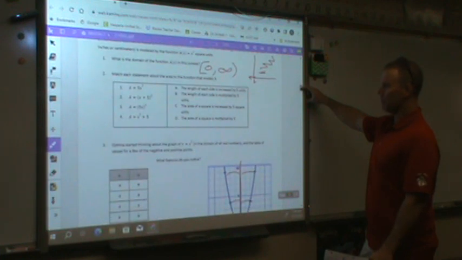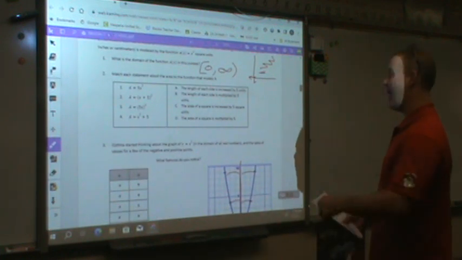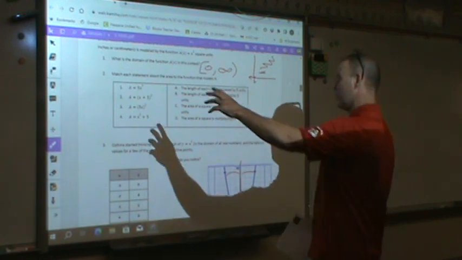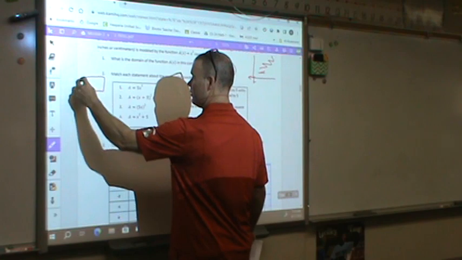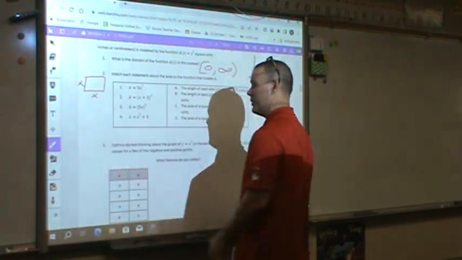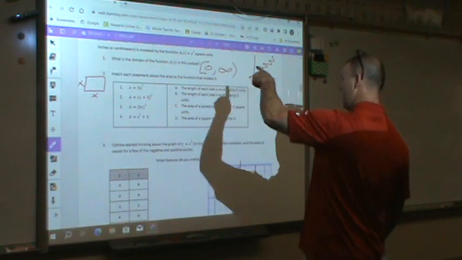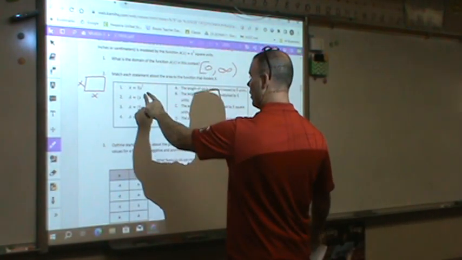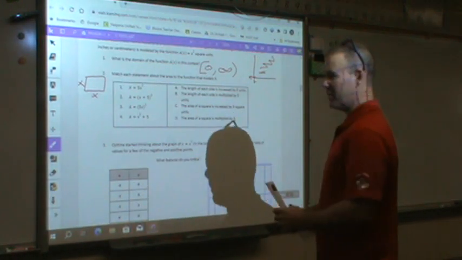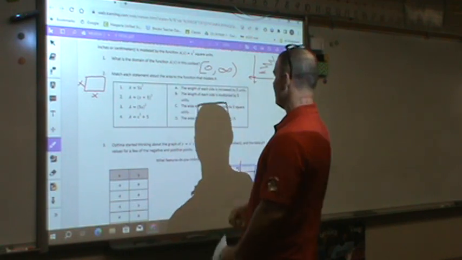All right. Number 2. Match each statement about the area to the function it models. We have to change our thought process when we go through and look at these. At the very beginning of the year, we talked about finding the area of a basic square. Well, let's see if we can figure out what's going on here to match. Number 1, I found the area first. Think of order of operations of what you have to do. You have to square it first and then multiply by 5.